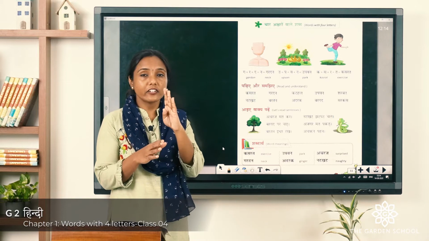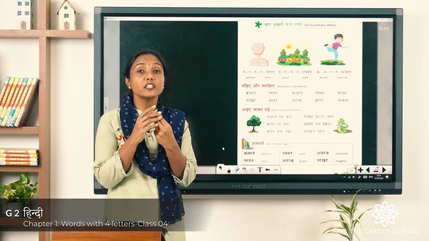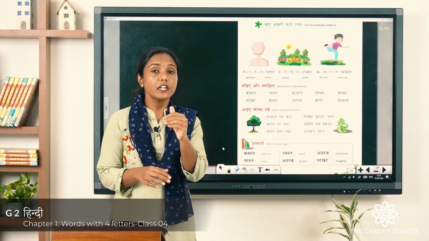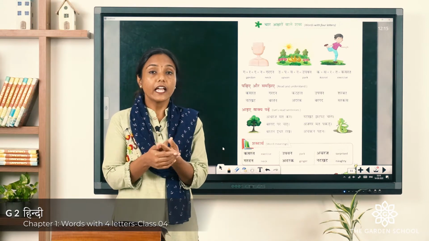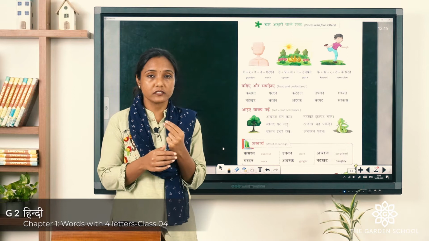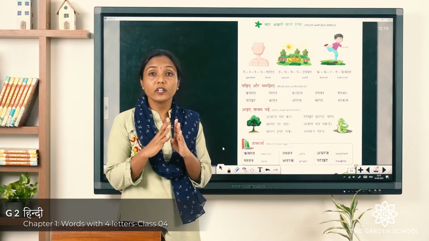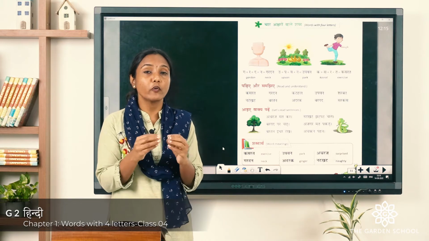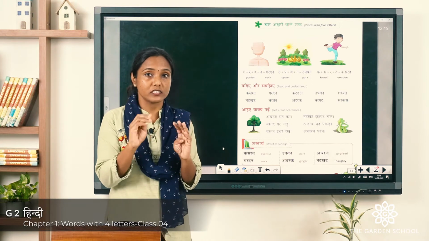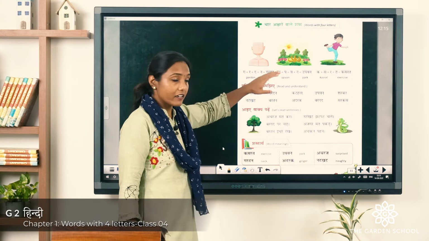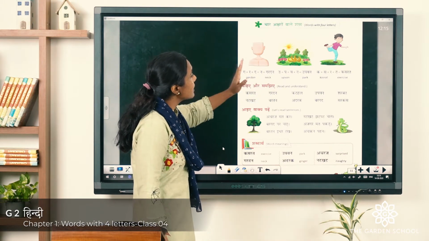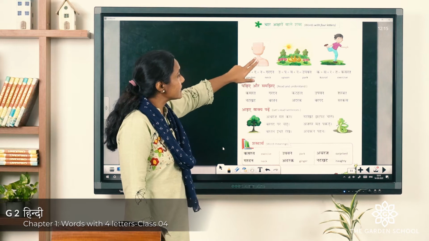We learned 3 letters, we learned words with 2 letters also, right? From the beginning of this chapter, we learned 2 letters first and then we learned 3-letter words, right? Now today we are going to add one more letter along with the 3-letter and make it a 4-letter word. Let's see here, you all can look here carefully. First we are going to learn what this is.